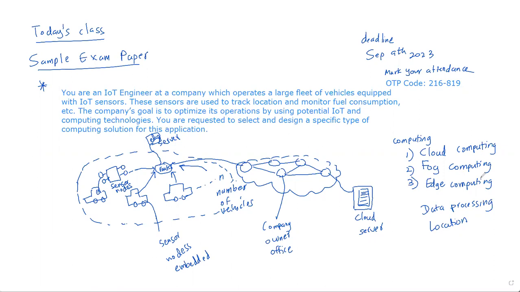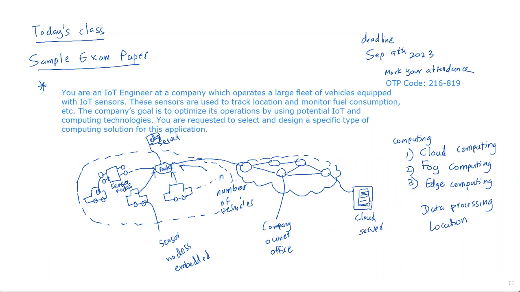So mainly there are three types of computing technologies. Okay, so based on this scenario that we are considering, where vehicles are connected to an access point, and that access point is collecting data regarding vehicles, and those data getting transmitted from the router and across the public internet towards the cloud server.